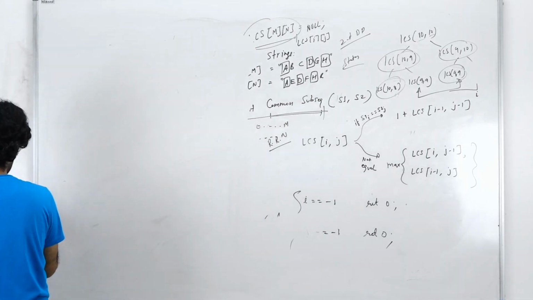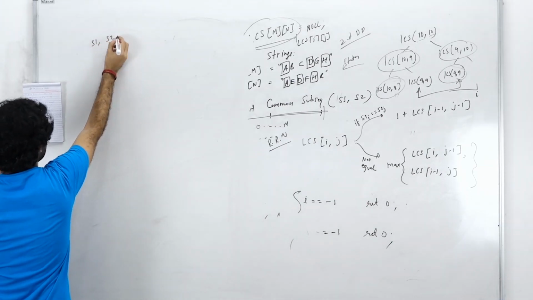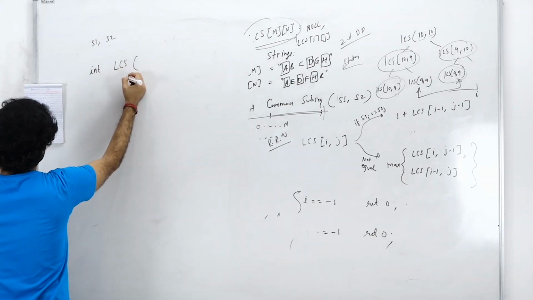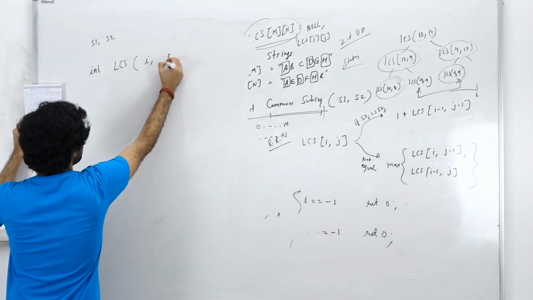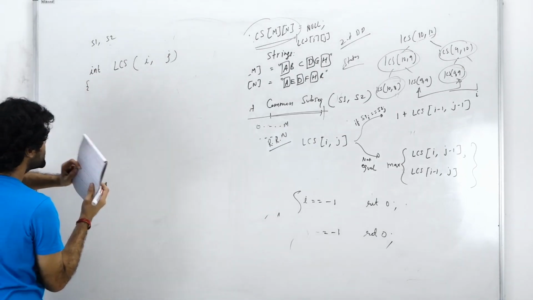So let's say I am trying to solve this problem. Let's say string 1 and string 2 are declared globally somewhere. Just to reduce confusion, in my function I am passing just i and j, and you know what i and j are. Okay, what should come first?